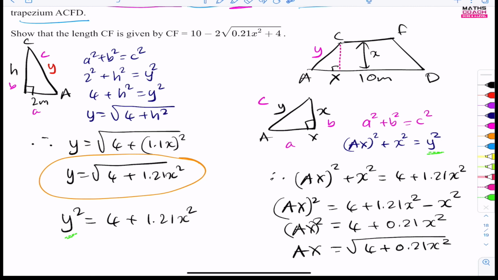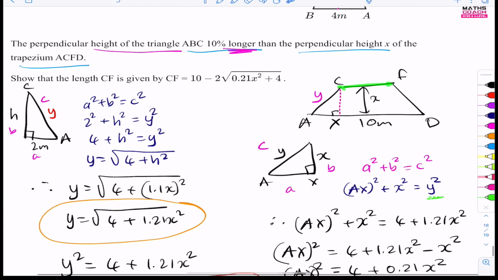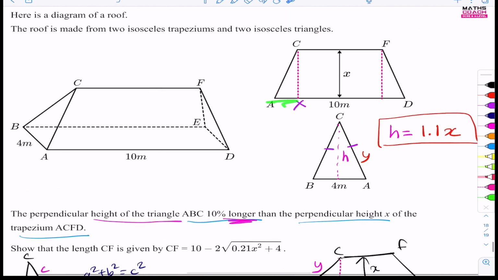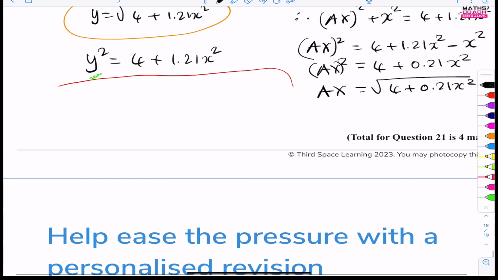Now, to remind you, what we were doing is we're finding this. That's the same as that right here. And we're going to take that away from 10. So 2 lots of AX is what we need now. Okay, so we need 2 lots of AX. So therefore, CF would be equal to 10 minus 2 lots of AX. Remember, 2 lots of AX are these two right there, and they're the same. So CF is going to be equal to 10 minus 2 lots of AX.